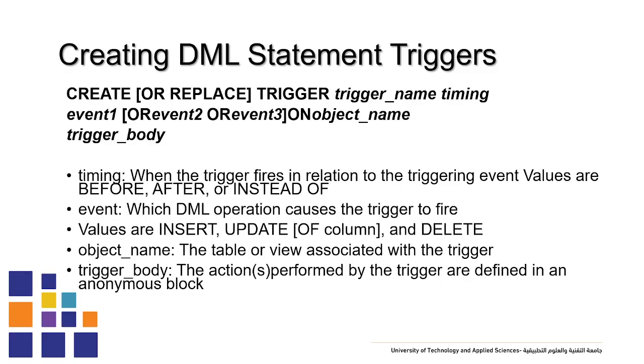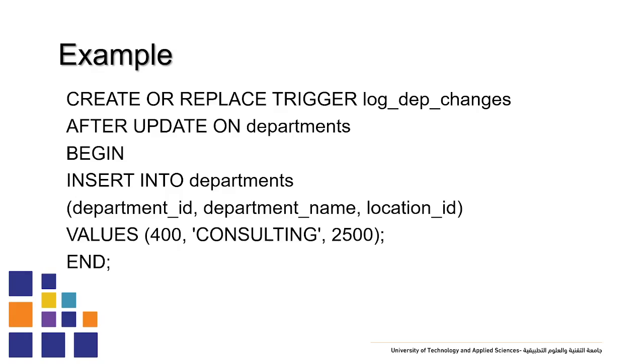All these actions might be performed by the trigger whenever it is defined in an anonymous block. Right, so moving on, let's have this example, log_dept_changes. Let's review each part and suppose what will happen when this trigger executes. Every time the departments table is updated, the trigger fires after the update operation is performed on any row in the table. The trigger then executes the INSERT INTO departments statement.